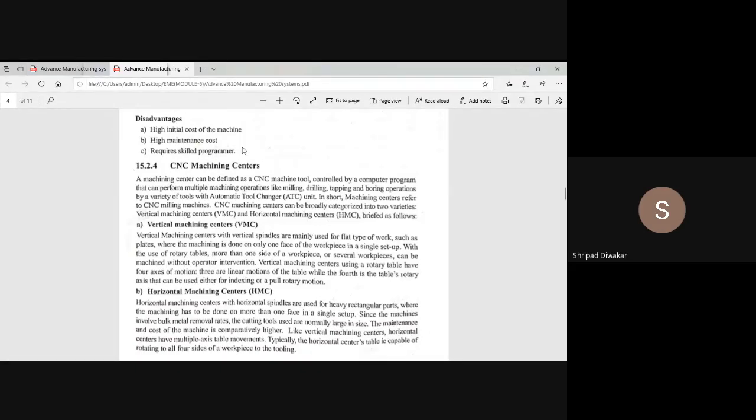You remember, a skilled operator is not required. That is the advantage. On the other hand, the disadvantage is that it requires skilled programmers, because everything is in terms of program. Suppose the program goes wrong, in that case the machine will not perform the task properly. Hence a skilled programmer is required in case of CNC.